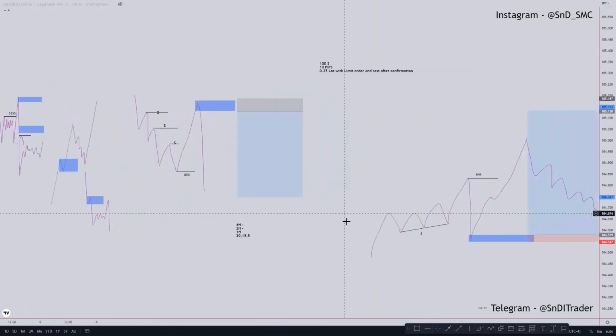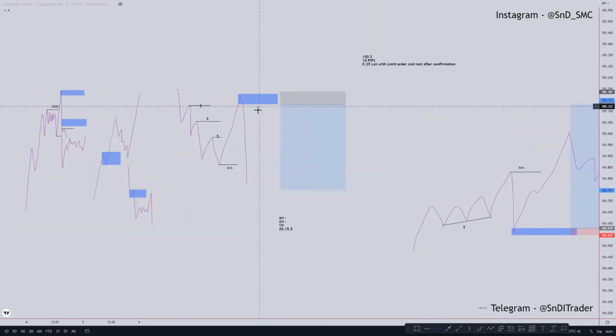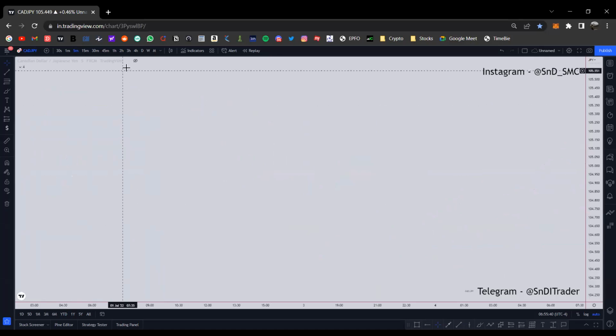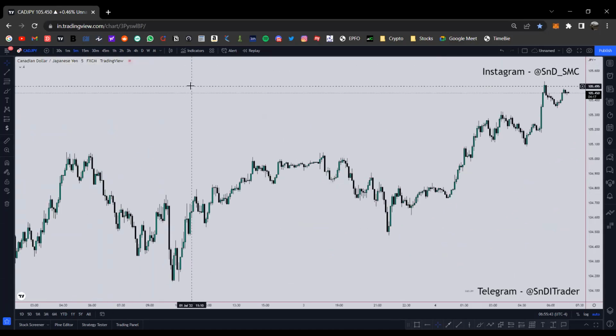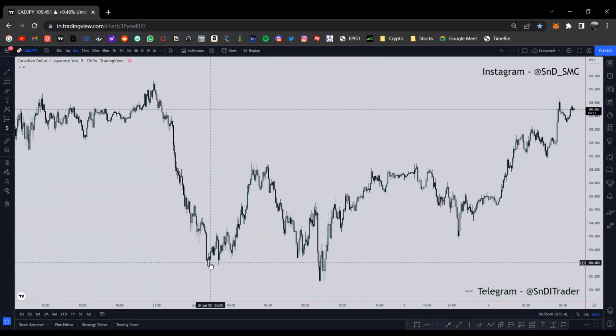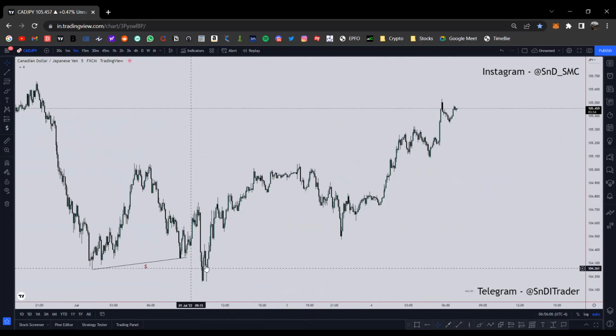Always select the zones which have taken out the liquidity and given a nice BMS. So, yeah, that is what it is. Let me go on the time frame. Let's see. You see here, price made lower low, lower high, lower low, lower high. Okay, so this was some kind of trend line structure here. This one has been taken out by this last low.